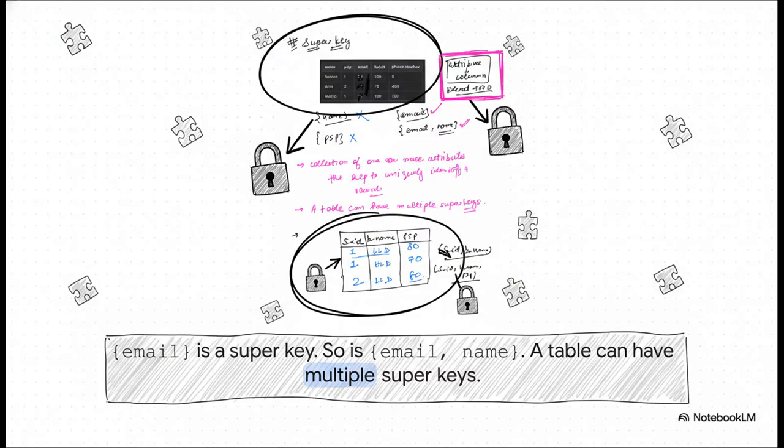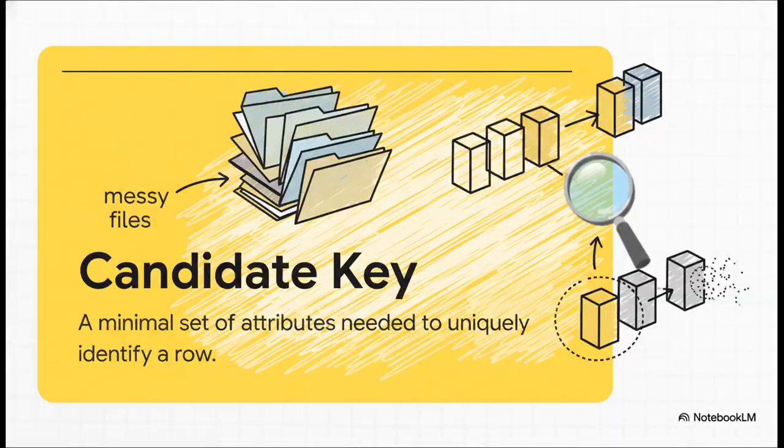Just look at this table here. A student's email address is going to be unique, right? So the email column, all by itself, is a superkey. But the combination of email and name, well, that's also guaranteed to be unique. So that combination is also a superkey. You can see how we could start to have a whole bunch of possibilities. And that leads us perfectly to the candidate key.